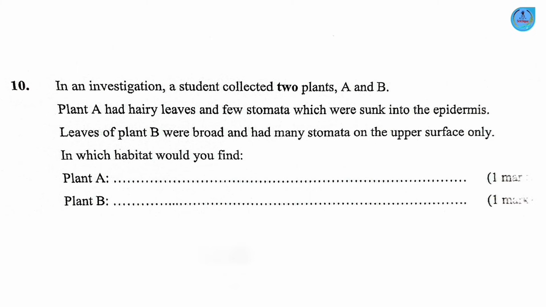Okay. Now, if we look at plant A, it's clear that it has adaptations that are there to minimize water loss. Talking about hairy leaves, which will trap moisture, few stomata, and these stomata are sunken. These are adaptations that are found in plants that are present in deserts, arid, or semi-arid areas. Any of this is correct. Plant B, on the other hand, has broad leaves, many stomata, and these stomata are located on the upper surface. Actually, only on the upper surface. So this is an adaptation of an aquatic plant.